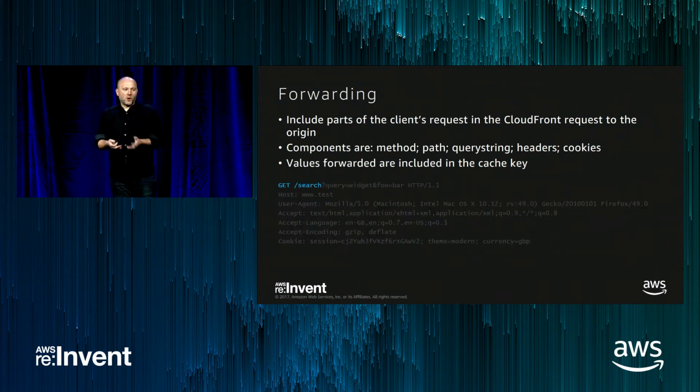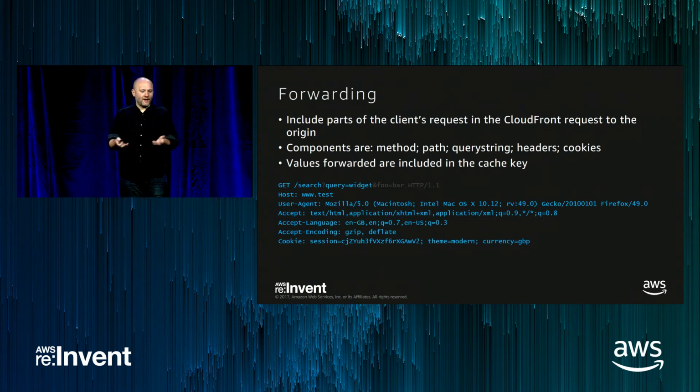Now CloudFront will always forward the HTTP method and the path of the request. You can't change that. That's always sent, and they will always be a part of the cache key for CloudFront. You can also specify the query string. By default, the query string is not forwarded, but you can enable query string forwarding. And you can also specify the specific values that get added to the cache key. So in this example, I'll be forwarding the whole query string to the origin, but I only want widget to be added to the cache key.